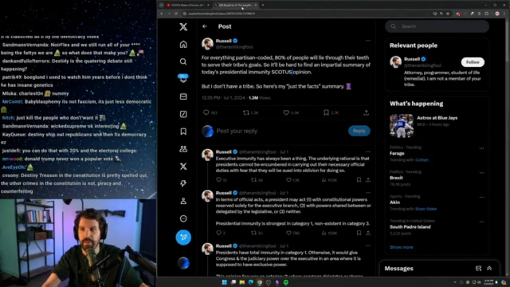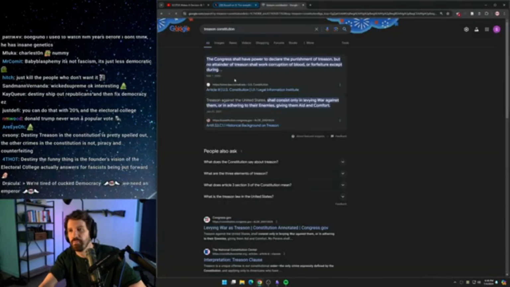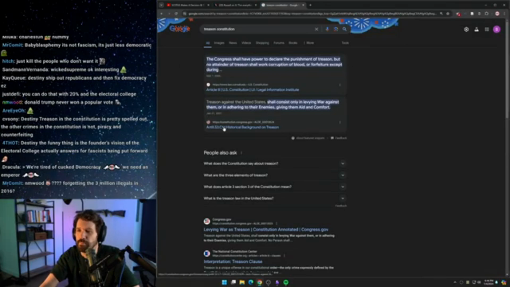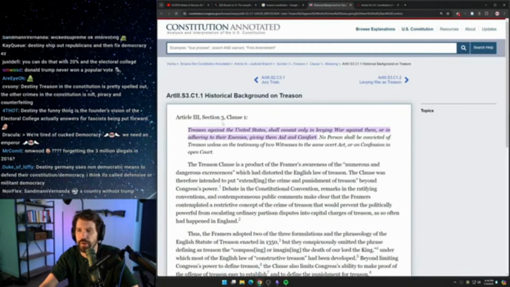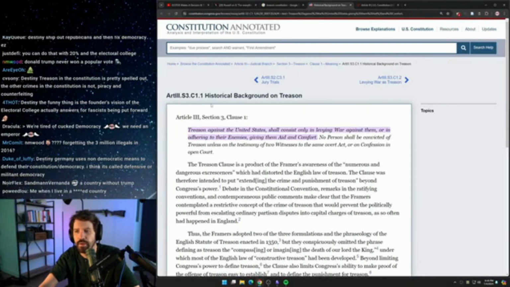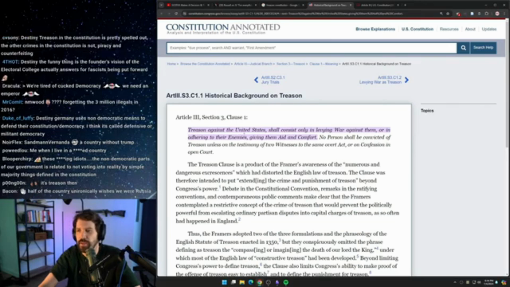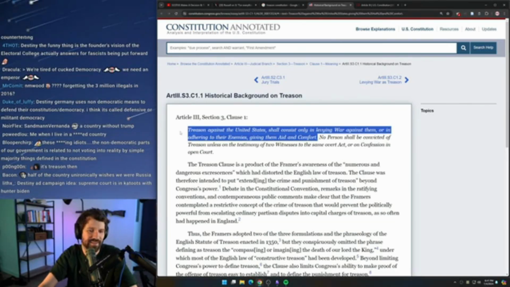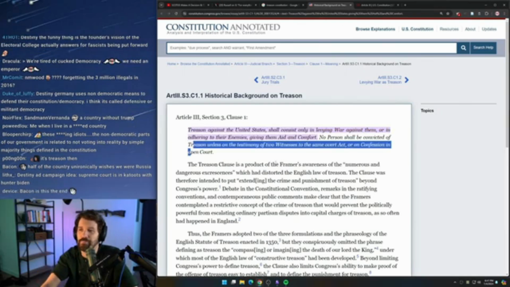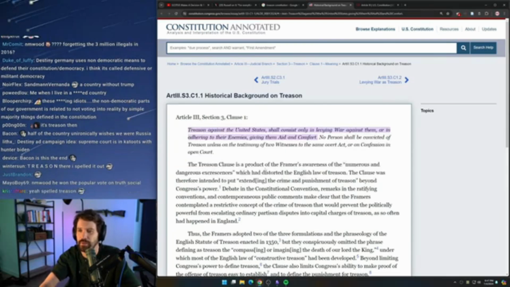Treason in the Constitution is spelled out. Is it, though? Is it just this? Treason against the United States shall consist only in levying war against them or in adhering to their enemies, giving them aid or comfort. No person shall be... Is that it? There's not much here. It's not much for a criminal statute. I don't think the Constitution does a good job at spelling out any particular crime.